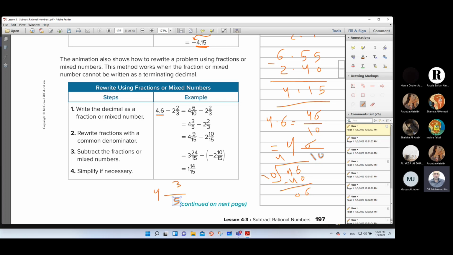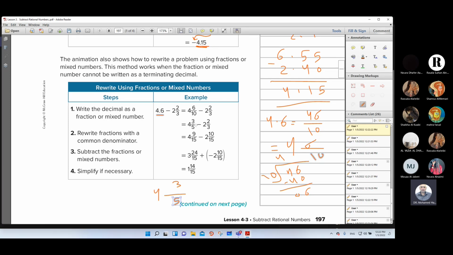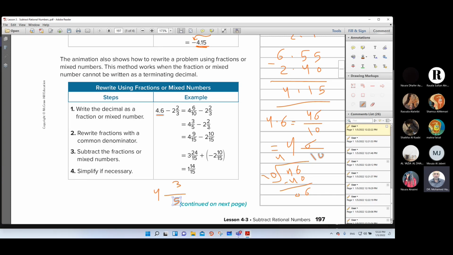Minus 2 and 2 over 3. We cannot do the subtraction directly here because we have different denominators in the fractions. Here we have 5 and here we have 3. So we must make common denominators. You can take 3 here, multiply here by 3 and multiply here by 5. Now 3 times 3 will be 9, 3 times 5 will be 15. And here 5 times 2 will be 10 and 5 times 3 will be 15.